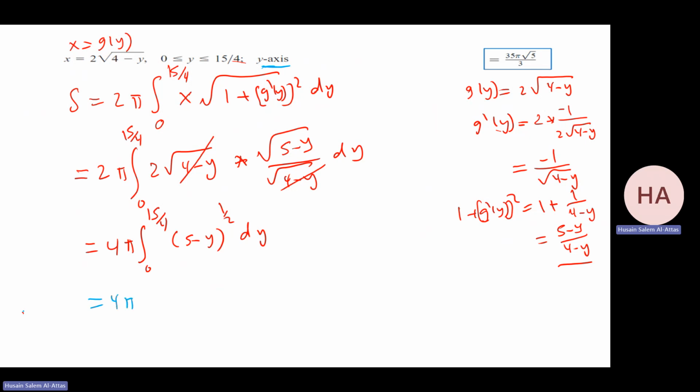That will be 4π times what? What's the integral of this? Times 2 over 3, 5 minus y to the power 3 over 2, with the minus sign. You can check. This is 3 over 2, so it will be minus 5 minus y to the power half, and the derivative of this is minus, so the minus will come to minus. And that's from 0 to 15 over 4. I know why they have these strange numbers. Okay, no problem.